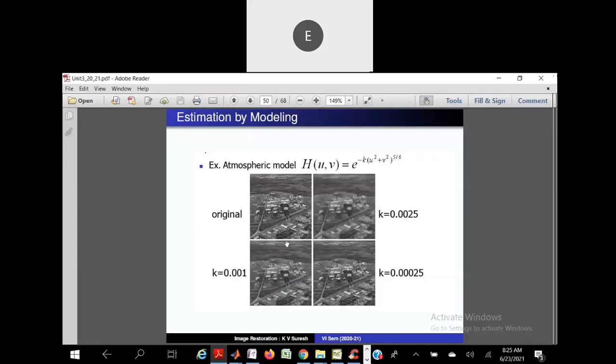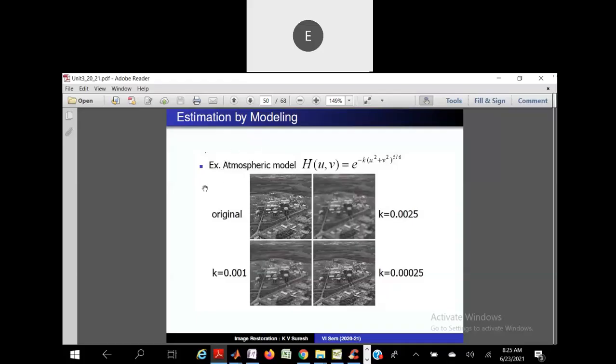And the third one is interesting. This is by modeling. Okay. So of course we don't give an explanation for these equations here, but what you mean by modeling is depending on what type of blur it is.